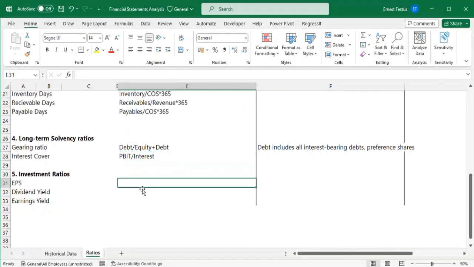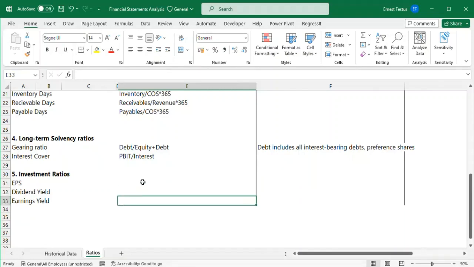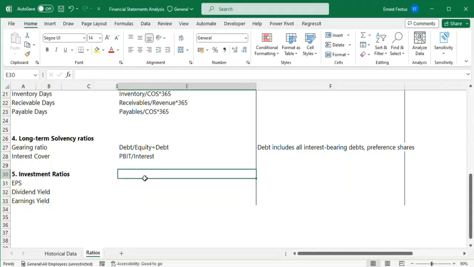Now the rest of the ratios under the investment ratios, we have the earnings per share, dividend yield, and then now these are actually valuation ratios. They are ratios that are used to value a business. So we will be covering this in more detail in another video which I'll be making on business valuation. So we can use that to actually understand them more. But let me give you the formulas for EPS, dividend yield.